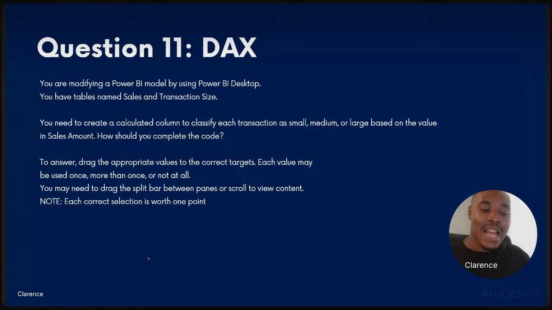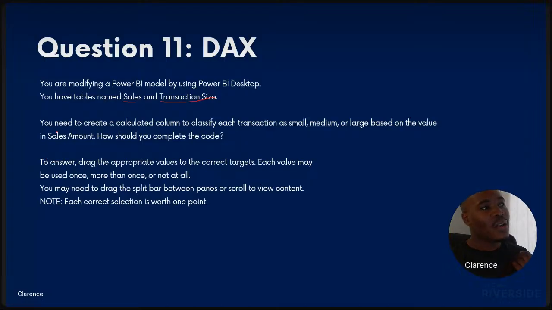Cool. So hopefully that answers that part of it. We are making quite good progress actually. So now we're on question 11, right? Cool. Let's do the basics. As usual, we need to analyze the question and see any keywords that we need to pay attention to, right? So you are modifying a Power BI model by using Power BI Desktop, right? Cool. Now you have tables named sales and transactions. So basically we have two tables for ourselves. Okay, I'm just going to mark this.